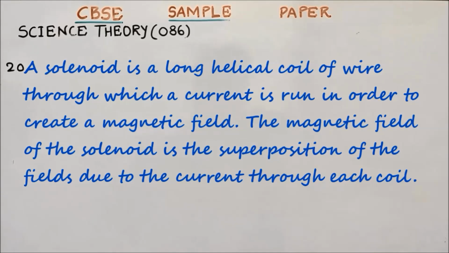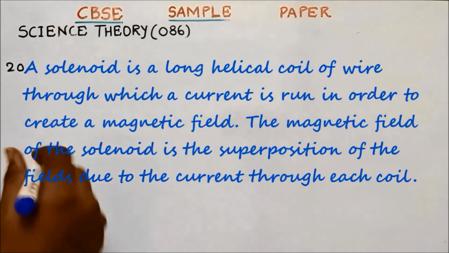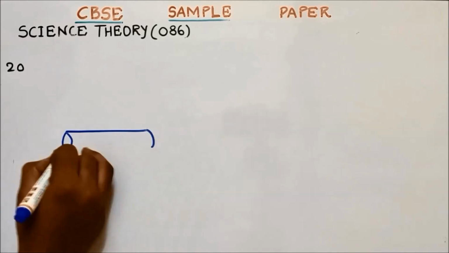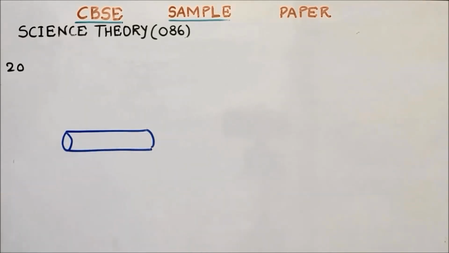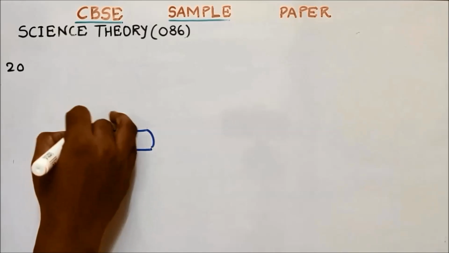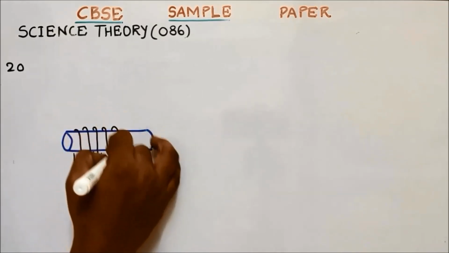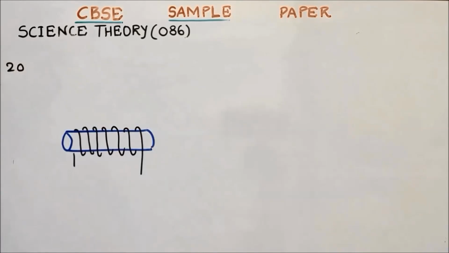A solenoid is a long helical coil of wire through which a current is run in order to create a magnetic field. The magnetic field of the solenoid is the superposition of the field due to current through each coil. So it is better to underline this line. The magnetic field of the coil is the superposition. That means, say this is a solenoid, this is the core of the solenoid, and these are the turns on the coil of the solenoid.